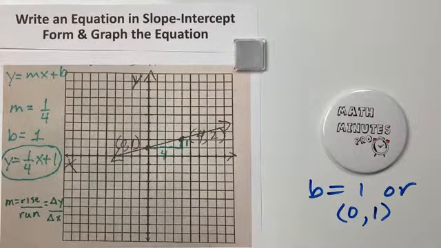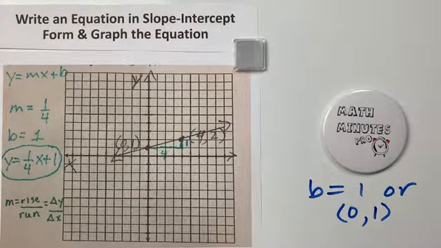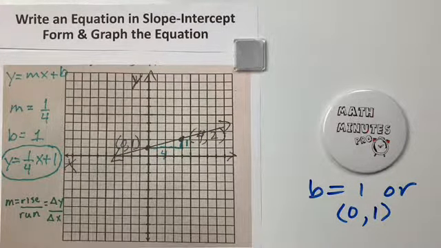You plot that second point, and then you draw your line, okay? Now, I just want to make notice, because this is a coordinate plane, always remember to label your x and y axes, and always draw an arrow at the end of the line.